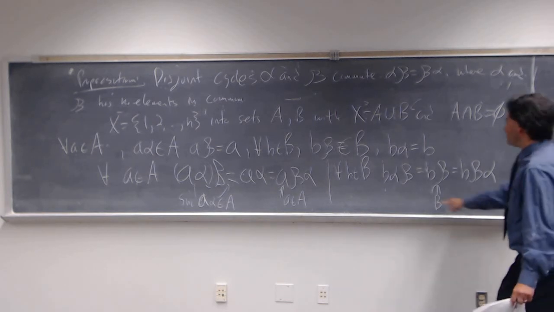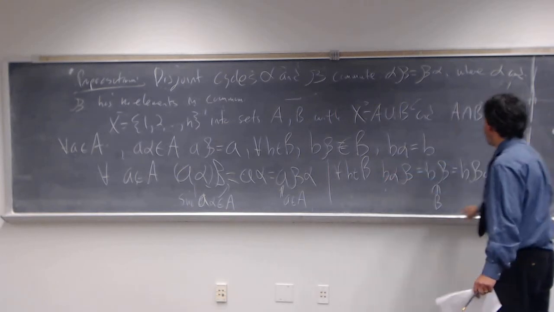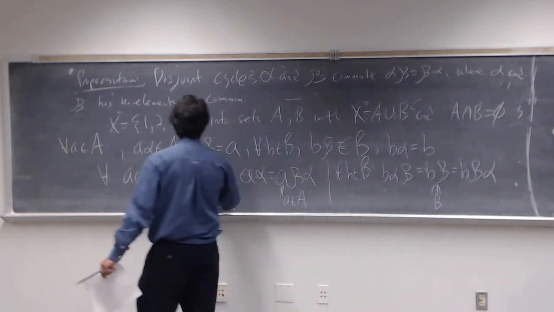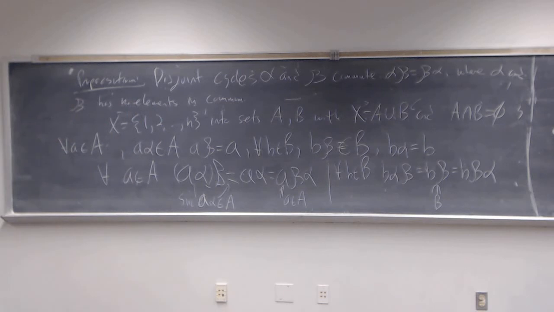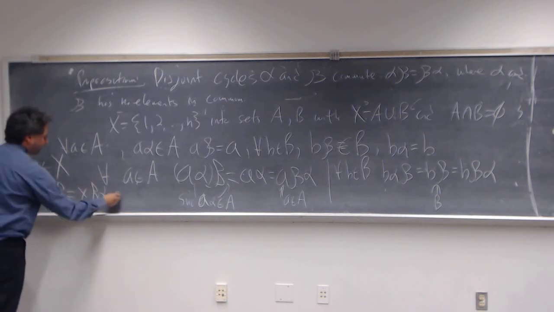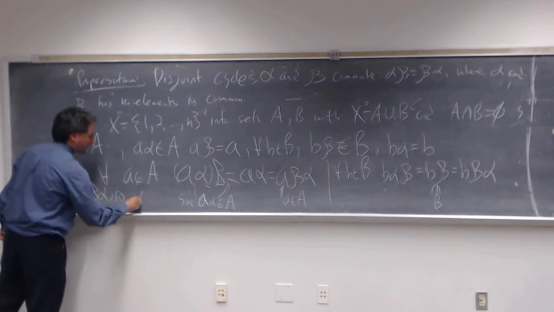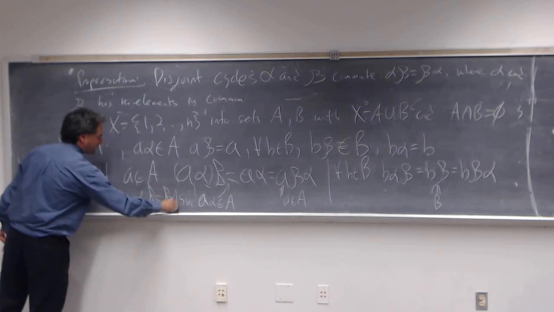So this says alpha beta agrees for every element. Alpha beta of B is the same as beta alpha B for every element of B. This says alpha beta of A is the same as beta alpha of A for every element of A. So what we have is basically, any element of X has to be one of these two sets. And so the permutations alpha beta and beta alpha agree on every element of X. So they must be equal.